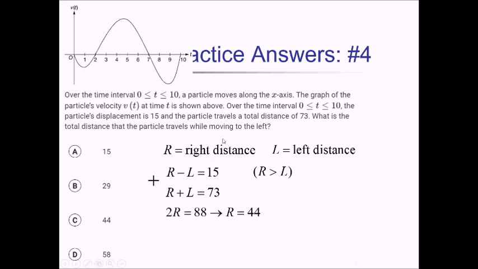Well, they wanted to know the left moving distance. So let me go back and plug this into one of these equations that I can use to then solve for the left moving distance. I'm going to go with the one that has all positives in it. So I'm going to do 44 plus L equals 73. Then subtracting 44 from both sides, that is going to be 29 for L, which gives us choice B.